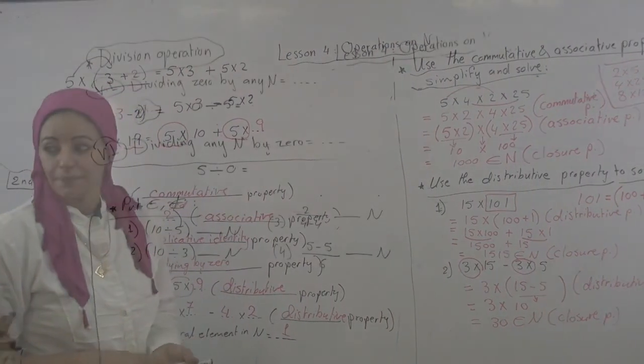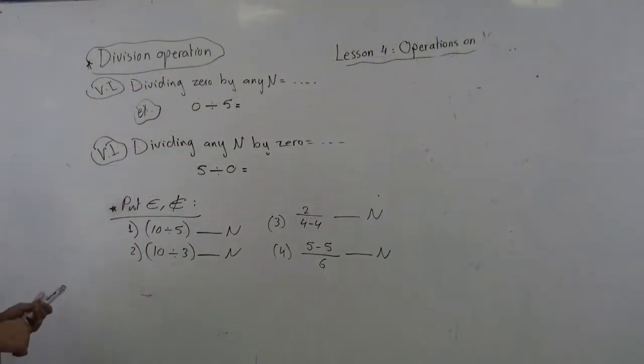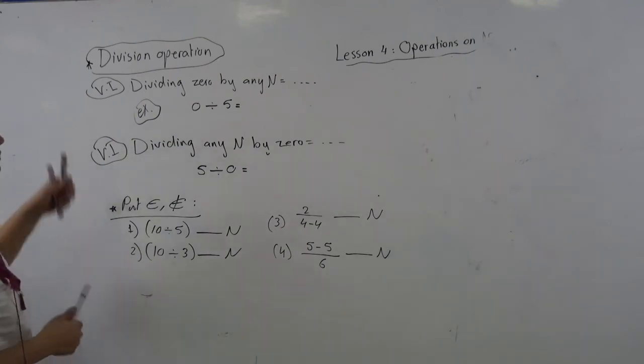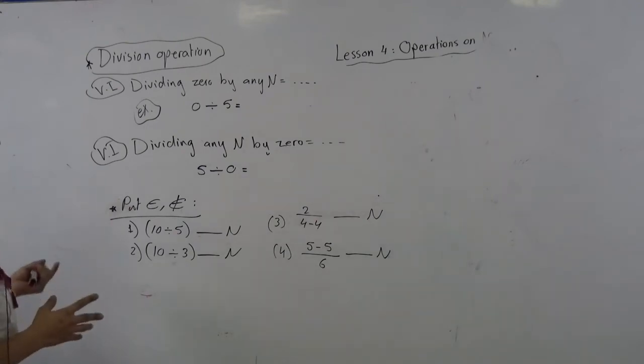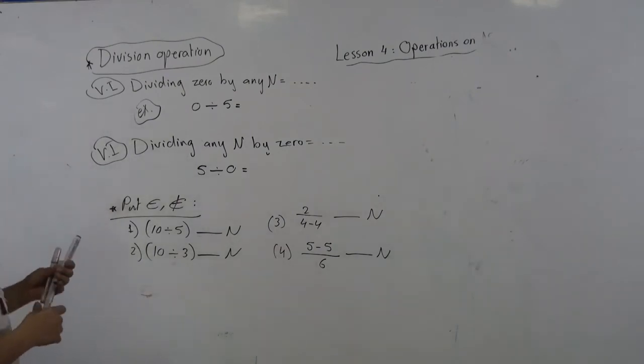Good morning, Form 5. Now we are going to take the last part of lesson 4, division operation. Division is not closed, and it is not commutative, and it's not associative, and it has no neutral element. So it has only 2 sentences that can come in the test.